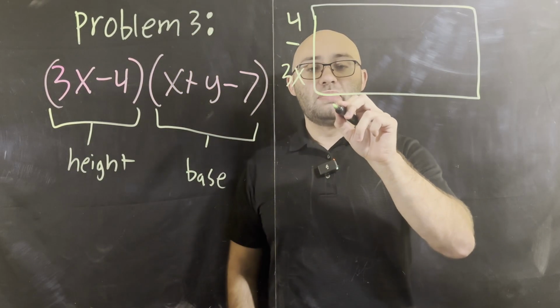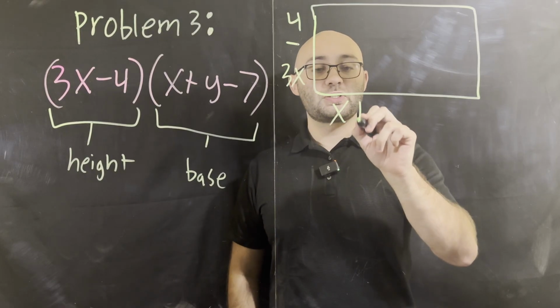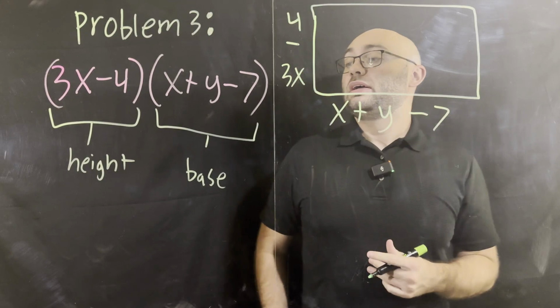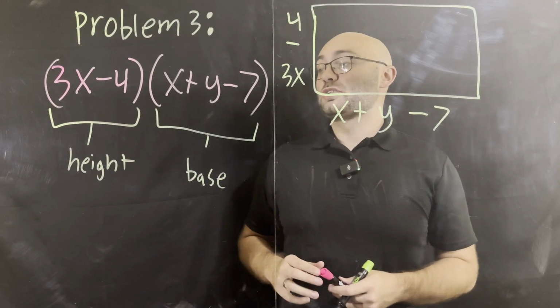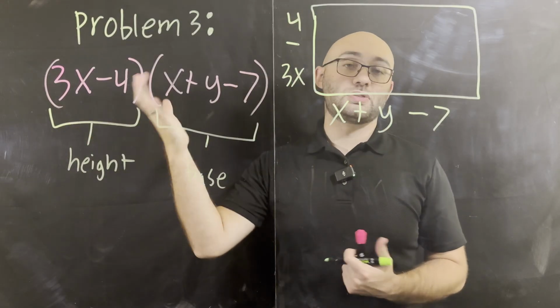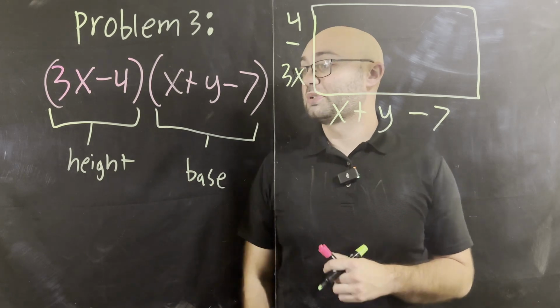One thing I haven't mentioned yet is it does not matter which part you choose as the height and which part you choose as the base. Either one can be interchangeable. I usually notice like, oh, my height is a bit shorter, so I'm going to choose the shorter one for the height. Something as simple as that.